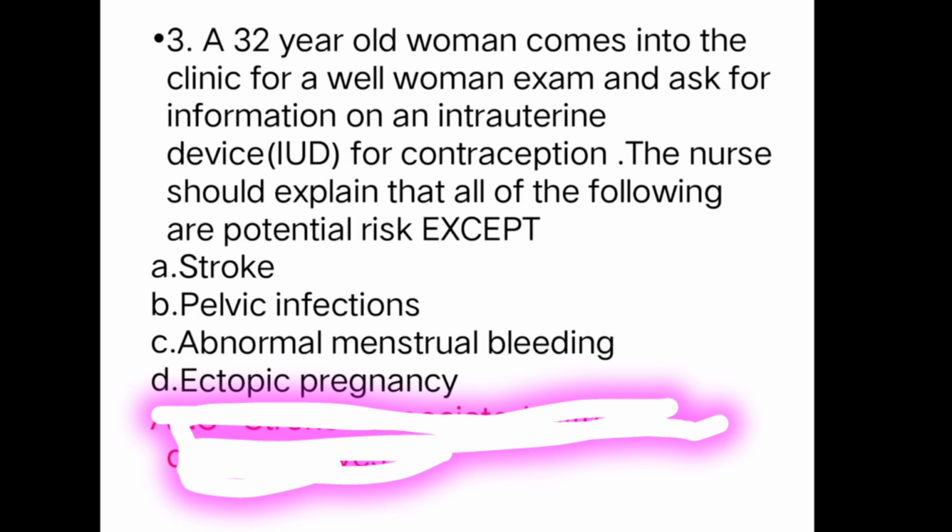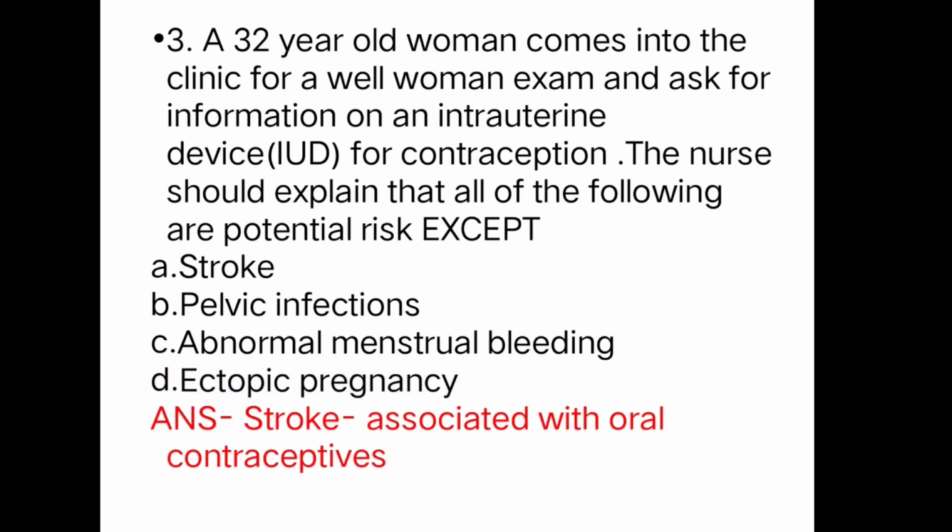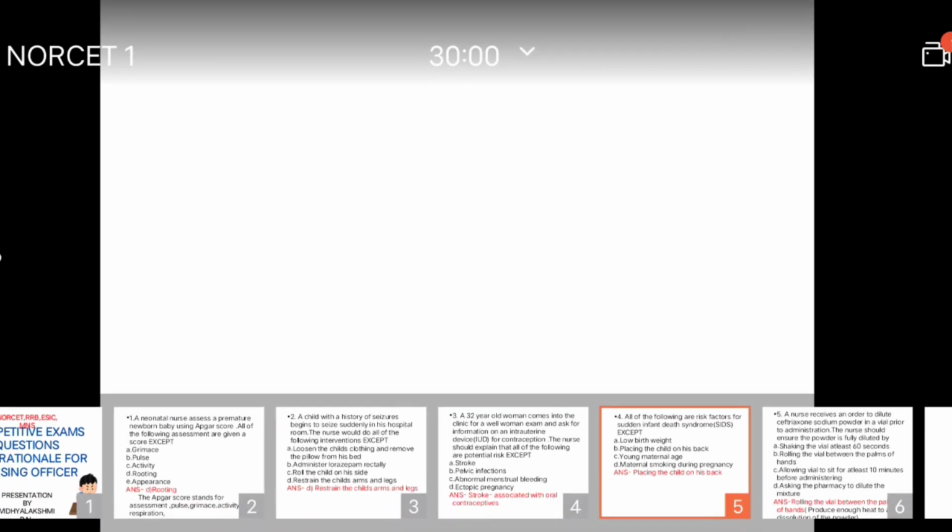Okay. So as a nurse, when a woman comes and asks the medical professionals regarding the intrauterine device's potential risk, we will not tell about the risks related to other temporary contraceptives. So among these 4 options, stroke is the right answer. About stroke, we will not explain to the woman.